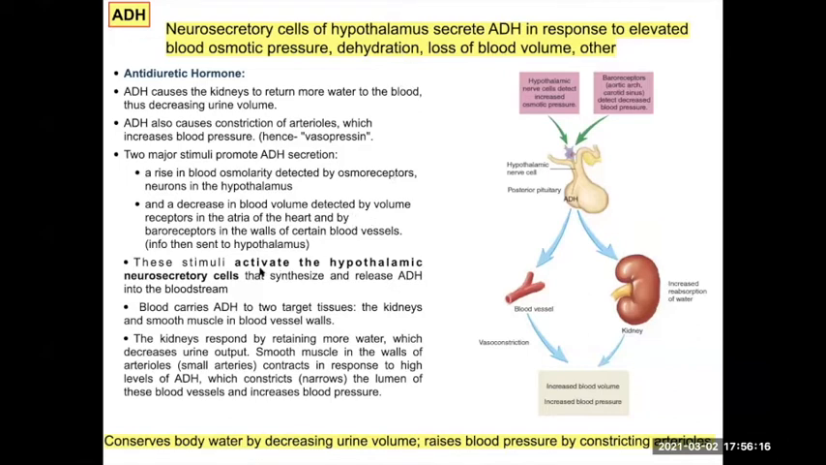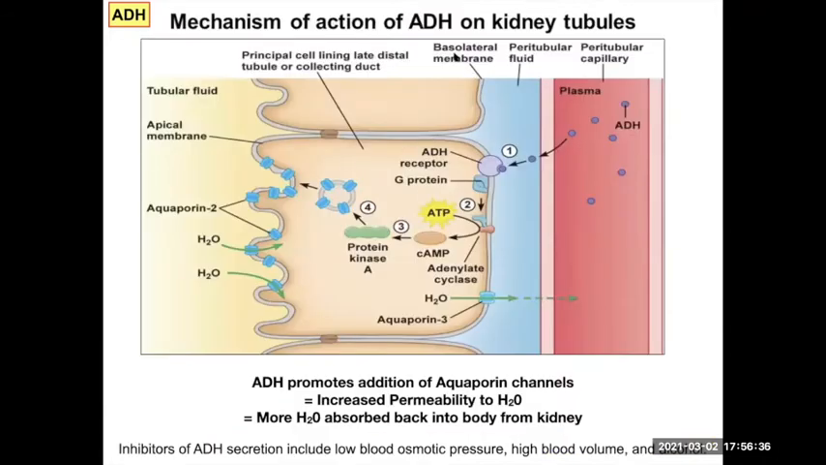All right, so this is ADH, right? Kidneys and blood vessels right here. So the bottom line is it's conserving body water by decreasing urine volume, and it raises blood pressure by constricting arterioles, right? Anti-diuretic hormone.